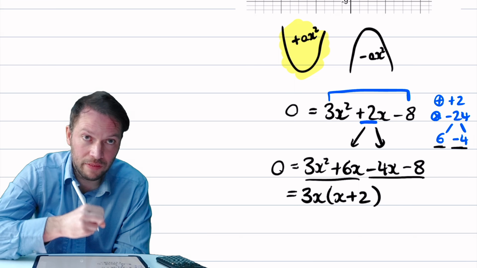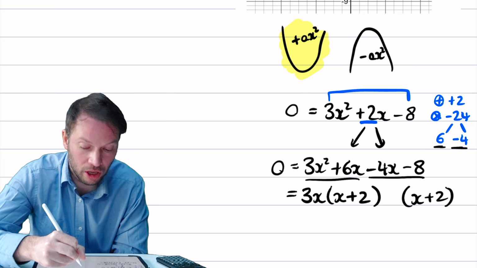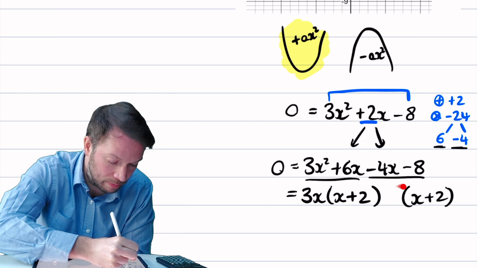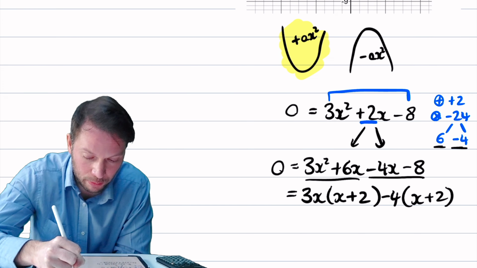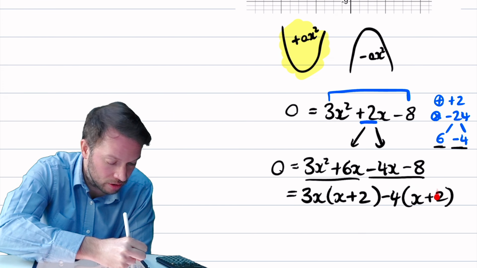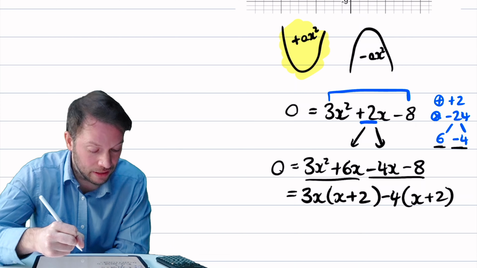Then what you do is you leave a slight gap, you repeat the bracket, and then you consider what goes in that gap. What times x would give you minus 4x? Well, it would be minus 4. And let's just check we got it right. Minus 4 times 2, is that minus 8? Yes, it is. So that works.